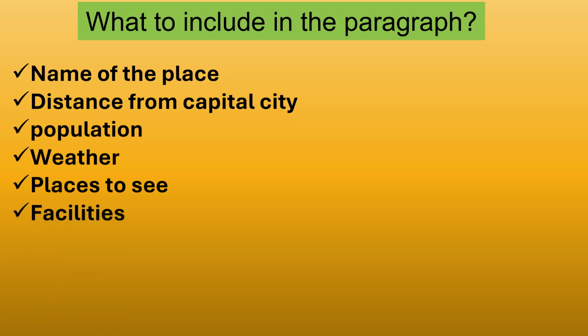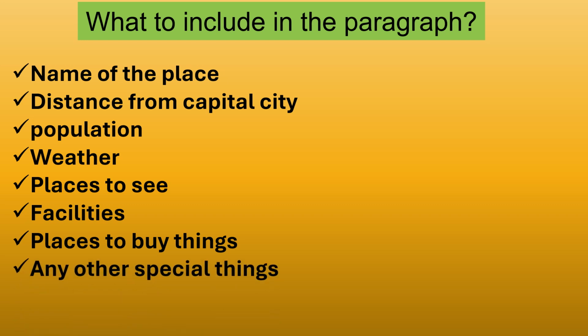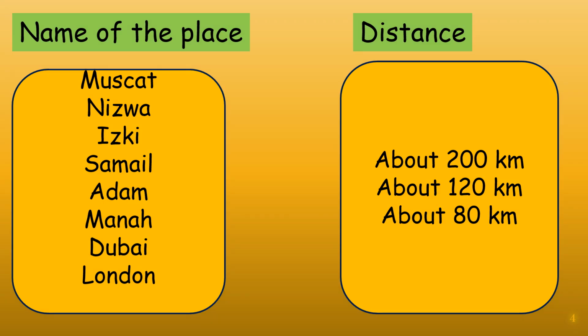Then you need to write about the facilities. What facilities or services are available in that place? Then you can write about places where you can buy things. Finally, if there is anything special, you can mention that also. Now let's see each of the things one by one.